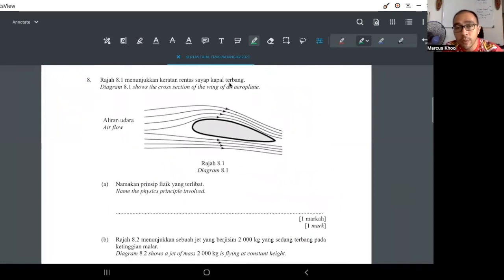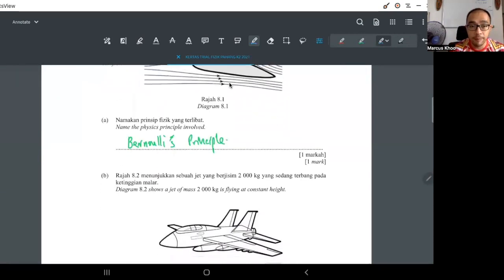Cross section of the wing of an airplane. Physics principle involved in the airplane. This is Bernoulli's principle. Okay, but always remember, you cannot get the spelling wrong. Make sure you spell Bernoulli's name correctly.